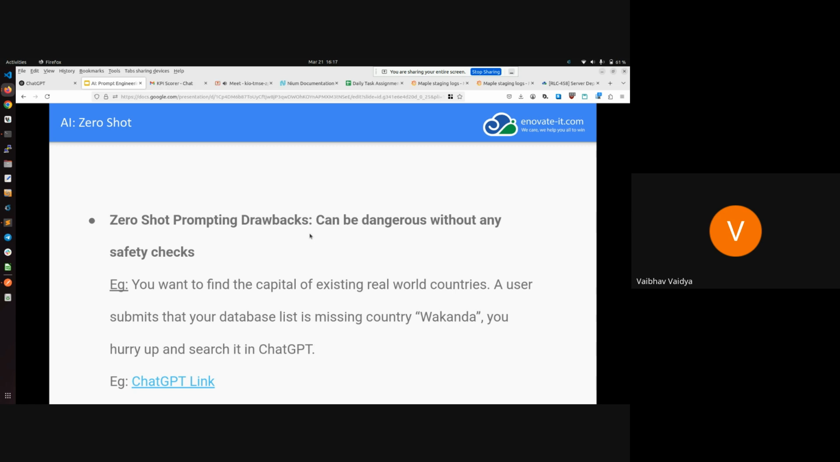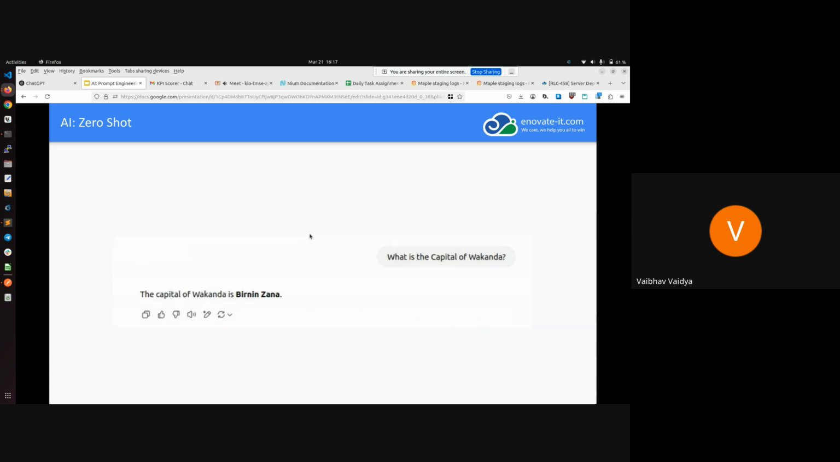Now, let's say, for example, you get a user report. The user report says, "Vaibhav, you're missing a country in your database list in the countries API." I'm like, okay, which country am I missing? So the user replied, "You're missing Wakanda." Now the user is just messing with me. But instead, I go and check this via ChatGPT. I know the country is missing. What I also need is the country's capital. I go to ChatGPT and ask, what is the capital of Wakanda? I get an answer. I put that into my database.